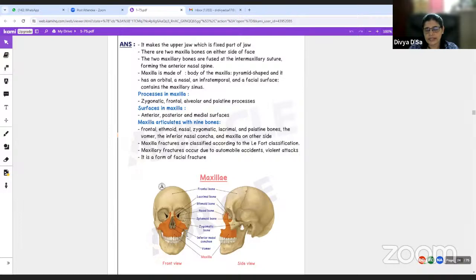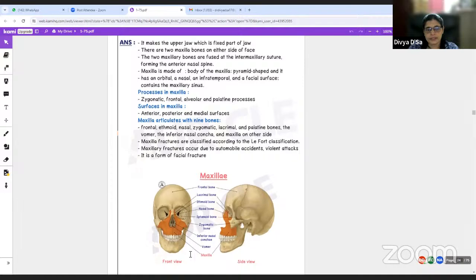Okay. So maxilla in facial trauma: maxilla is the commonest bone to get fractured, and Le Fort has classified it into 3 types there. Okay.